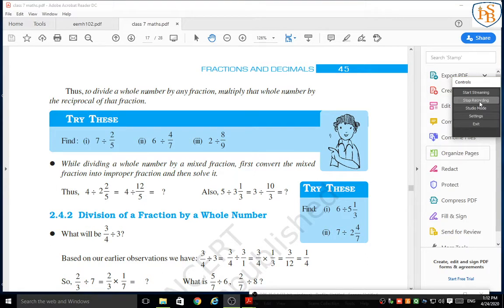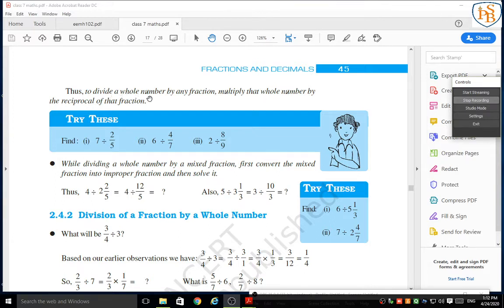Hello 7th standard student. In the last topic we have studied how we can divide a fraction by a whole number or any other fraction. And in this video we are going to solve questions on the division of a fraction.